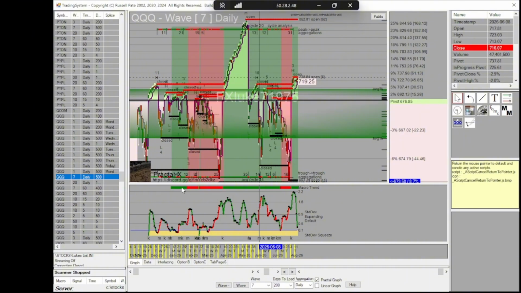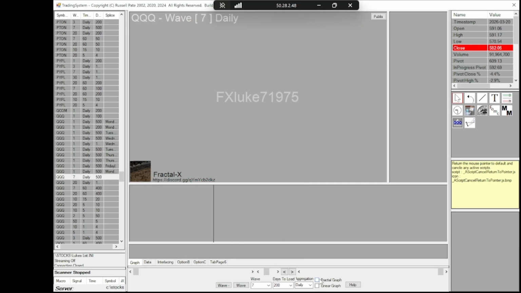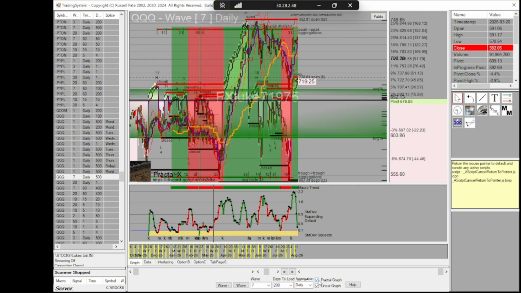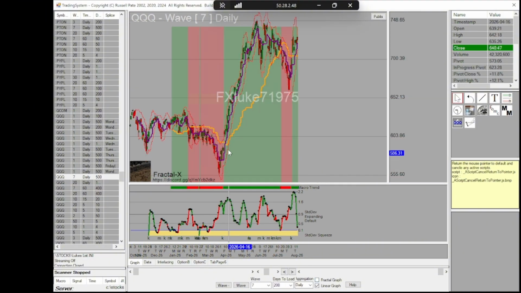If it's green, it means the overall trend is long, regardless of whether price is below or above the pivot. And when it shows red, the overall trend is short, regardless of whether price is above or below the pivot. The level that determines when it flips from red to green or green to red can be seen by hitting the linear chart button. So take the fractal graph off, because otherwise it'll look a little bit complicated.